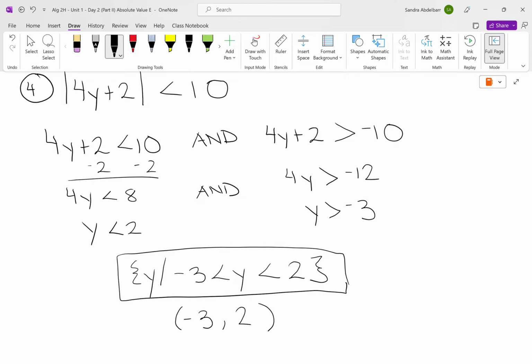Why do we have to check our answers for the equations and not for the inequalities? So sometimes for absolute value equations, there's something called extraneous solutions, which doesn't fit the domain. But for inequalities, it always works out within the domain.